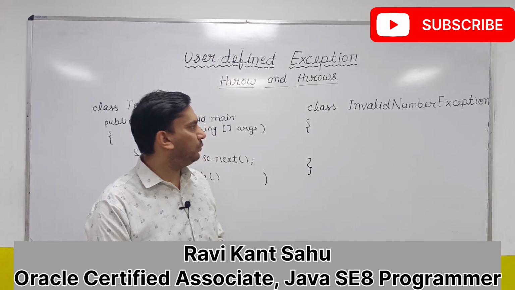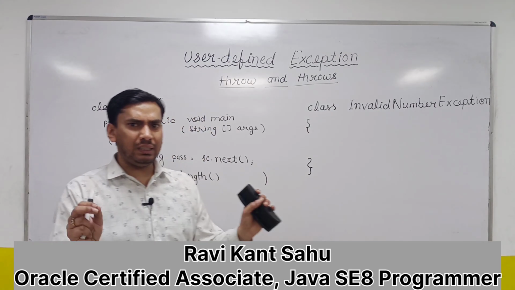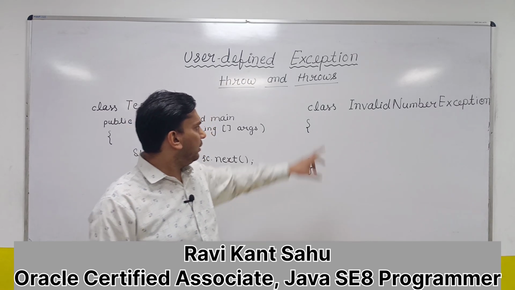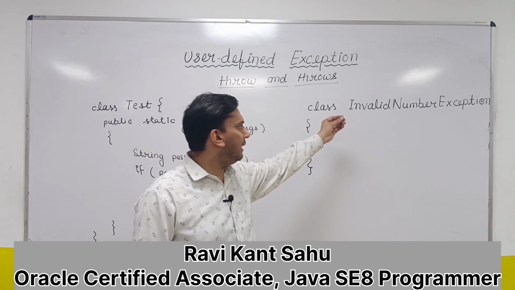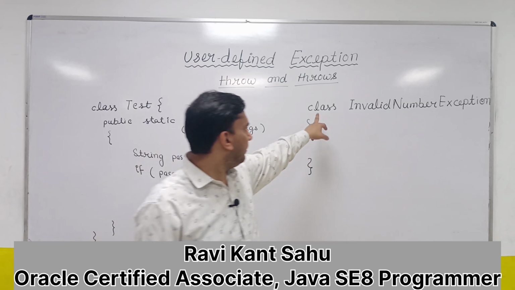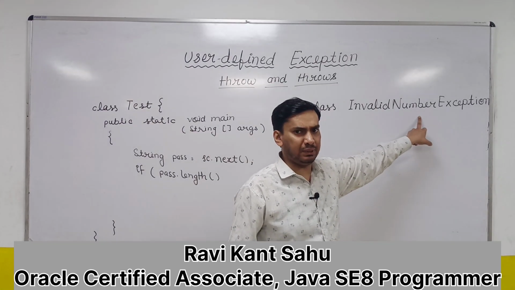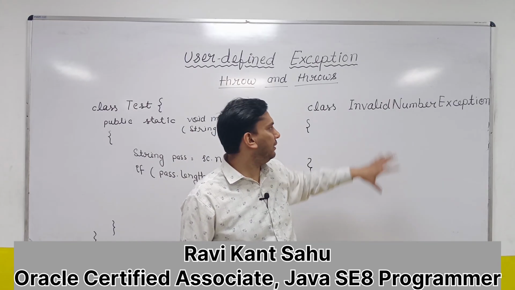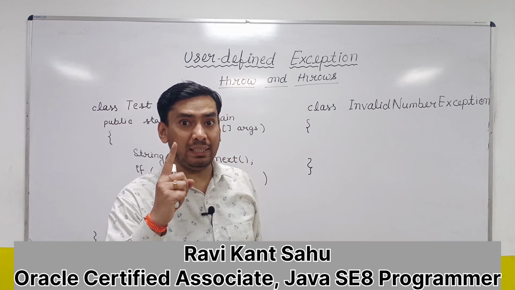So let us understand how you create a user defined exception. User defined exception class creation is extremely easy. It is simple. You have to create a class, and that class must inherit from some predefined exception class. For example, if you have created a class InvalidNumberException, this will not be treated as an exception class. Just writing InvalidNumberException doesn't mean this is an exception class. How will you ensure that this is the exception class? You have to maintain the is-a relationship, inheritance.